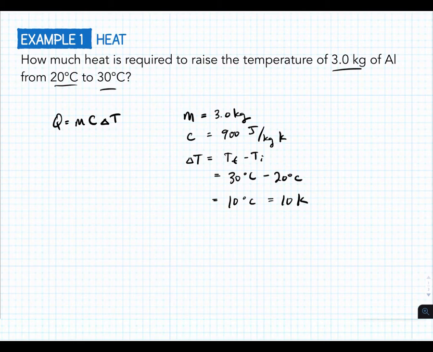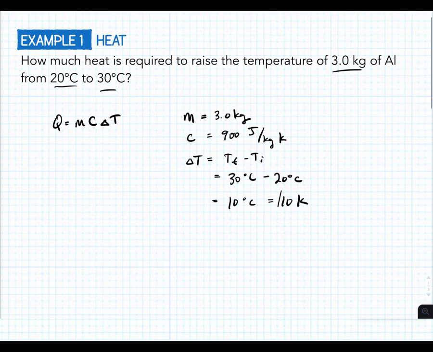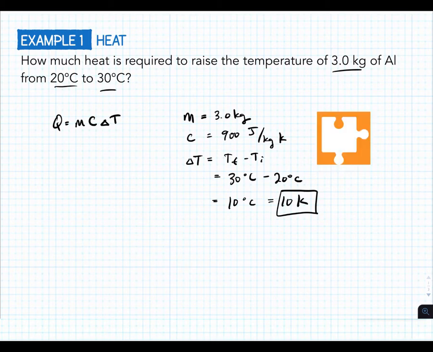So if you're subtracting temperatures, you don't actually have to convert to Kelvin. It's the same difference. 10 degrees Celsius is 10 degrees Kelvin if you have a difference in temperature. It only matters if you're just plugging in one temperature and not taking a difference in temperature.